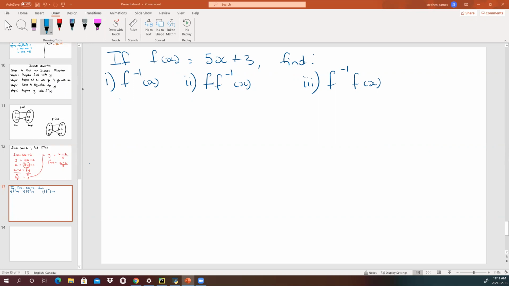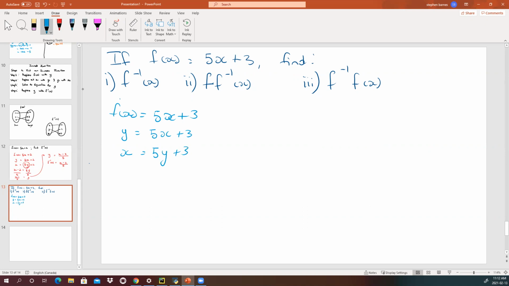So f of x is 5x plus 3. The step said replace f of x with y. So y equals 5x plus 3. The next step is to interchange the x's and the y's. So wherever you see a y, you put an x, and wherever you see an x, you put a y.